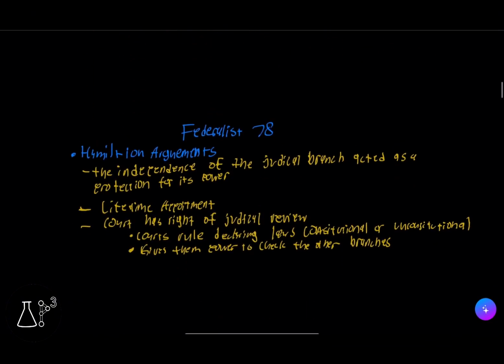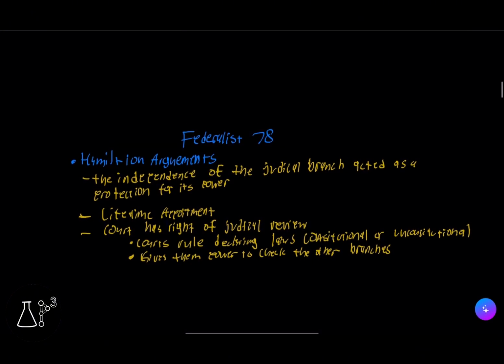Now we're going to talk a little bit about Federalist 78. Hamilton argued that the independence of the judicial branch acted as a protection for its power. He also argued for life-time appointment, basically meaning that when a president appoints a judge, they have their whole life to be a supreme judge. And the court has the right of judicial review. Now, judicial review means courts rule on laws, declaring laws constitutional or unconstitutional. That's what judicial review means, and it gives them the power to check other branches.